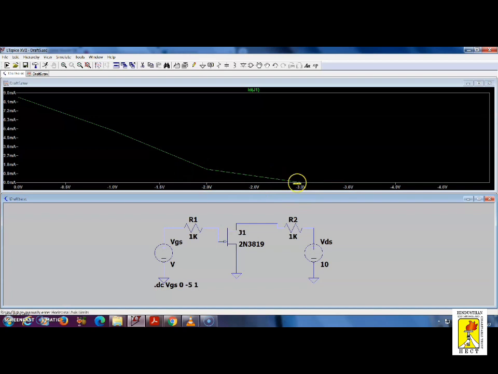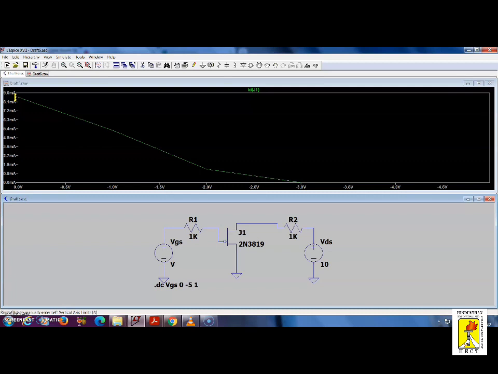Okay, at minus 3 volts, this is the VGS off condition. At minus 3 volts, the ID will become 0. And at maximum, that is VDS equal to 10 volts, when VGS is equal to 0, we are getting IDSS as 8.5 milliamps here. The drain saturation current is 8.5 milliamps. Okay, so this is about the transfer characteristics.